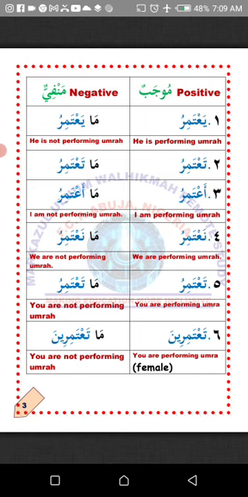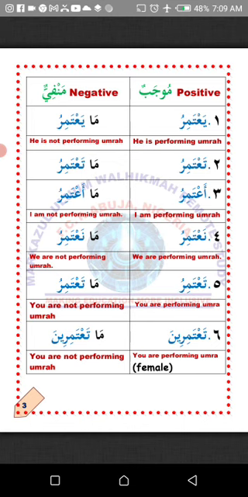For instance, wahid, number one. Ya'tamir, he is performing umrah. Ma ya'tamir, he is not performing umrah. Ithnan, number two. Ta'tamir, she is performing umrah. Ma ta'tamir, she is not performing umrah. Thalatha, number three. A'tamir, I am performing umrah. Ma a'tamir, I am not performing umrah. Arba'a, number four. Na'tamiru, we are performing umrah. Ma na'tamir, we are not performing umrah.